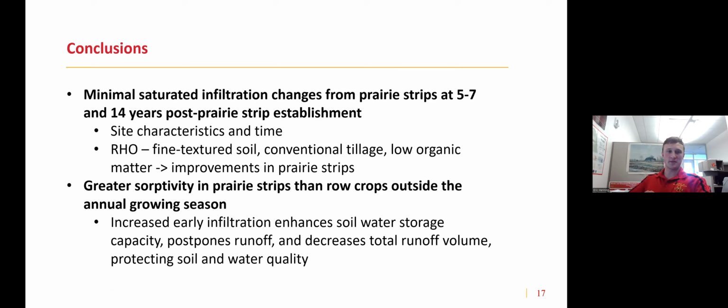On the other hand, with our sorptivity results, the early infiltration and the time to runoff, prairie strips did have an advantage over row crops in this category. But like I said, it was only outside of the annual growing season in the fall. However, this is an encouraging result. It means that when our soils or our land may be most vulnerable to runoff, and we need enhanced infiltration, the prairie strips can provide that.